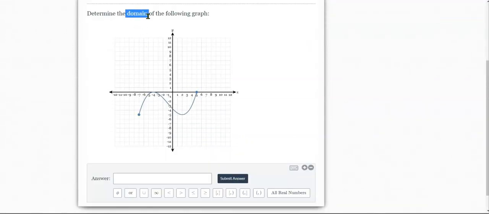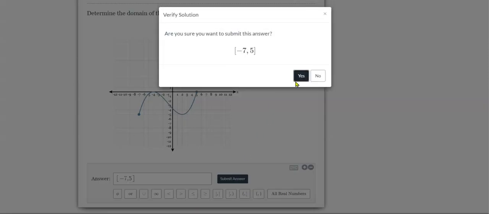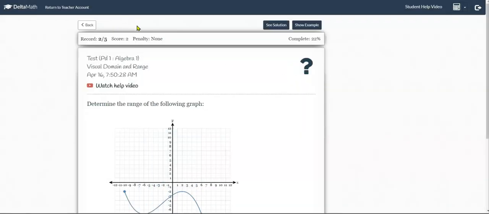Again, this one is a domain. How far to the left, how far to the right. These are both closed, so I'm going to use 2 brackets. -7 is the least. +5 is the greatest. So I'll submit using interval notation this time.